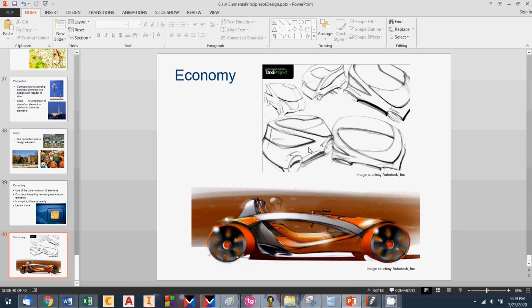Here's some examples of economy in a modern concept car design. Notice taking away basically everything you don't need, right? Got rid of windshields and doors and everything. You just have the basics of what's required: a steering wheel, a couple of seats, and some wheels. Now, does it look cool? Yeah, but is this always what you want to do? Maybe not.